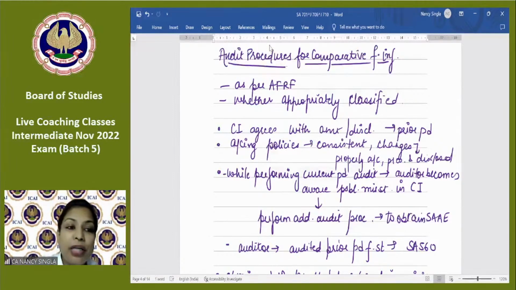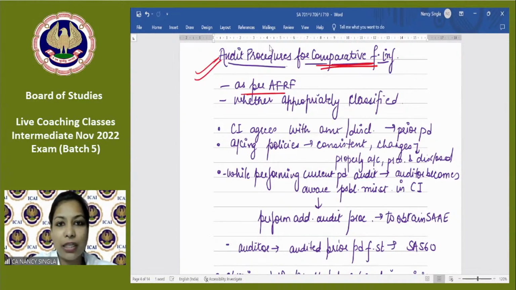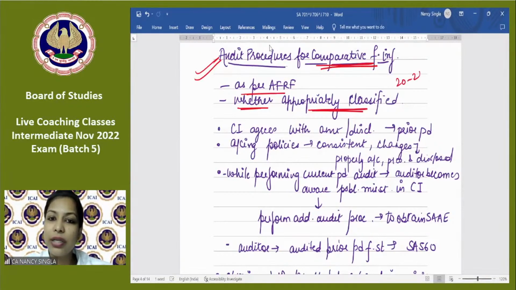So ऑडिट प्रोसीजर्स क्या रहेंगे व्हेन द कंपैरेटिव फाइनेंशियल इंफॉर्मेशन इज गिवन? देखो ऑडिटर पहले तो देखेगा वेदर इट इज एज पर एप्लीकेबल एफआरएफ एंड इफ यस वेदर इट इज एप्रोप्रिएटली क्लासिफाइड. कोई कंफ्यूजन नहीं होना चाहिए. 2021 की इंफॉर्मेशन शुड बी शोन एज 2021, 1920 की 1920 में. तो एप्रोप्रिएटली क्लासिफाइड होना चाहिए, एज पर एप्लीकेबल एफआरएफ होना चाहिए. सिंपल है. ठीक है?